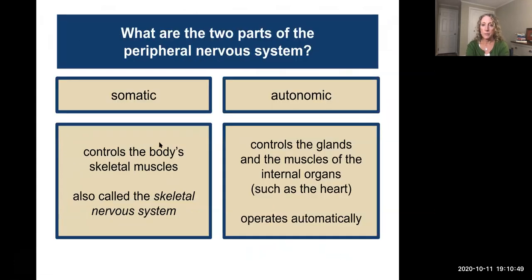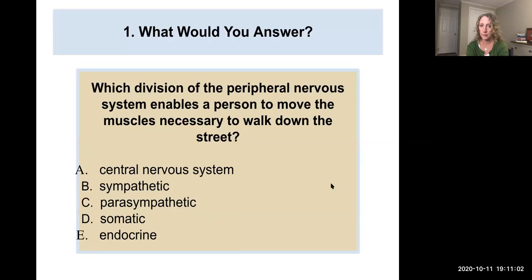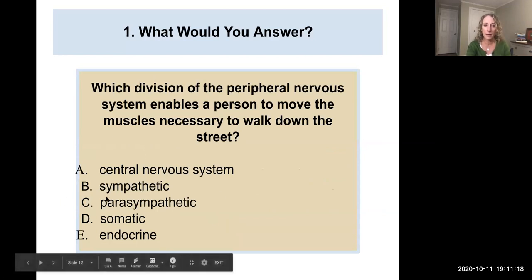All right, so somatic, I already told you, it's the skeletal nervous system controlling your skeletal muscles. Autonomic is the glands and the organs, and it operates automatically. So let's look at this question. Which division of the peripheral nervous system enables a person to move the muscles necessary to walk down the street? If you're walking like this. Okay, you are correct. It is the somatic nervous system.